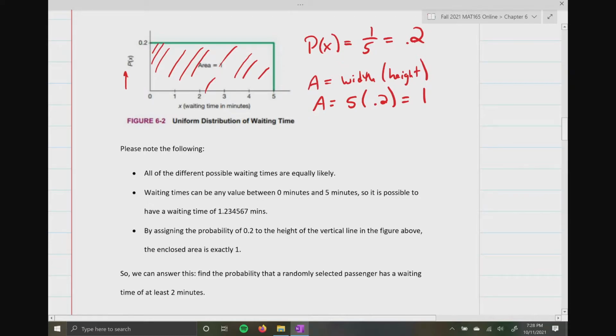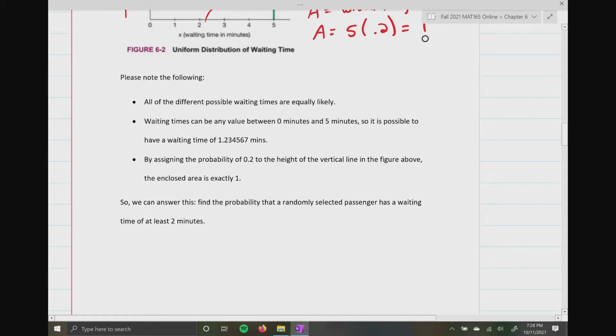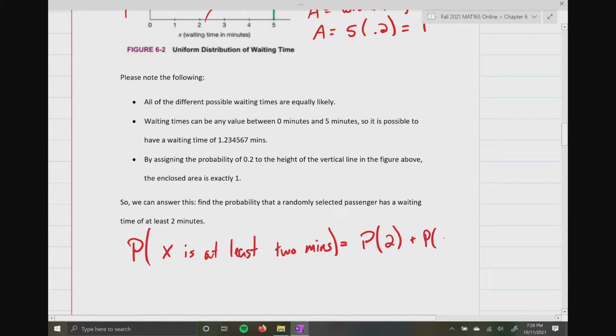So what we can do now is answer this. Find the probability that a randomly selected passenger has a waiting time of at least 2 minutes. Okay? So when we're thinking about at least 2 minutes, the probability that X is at least 2 minutes. All right? Well, if you think about at least 2, that means the probability of 2 plus the probability of 3 plus the probability of 4 plus the probability of 5.